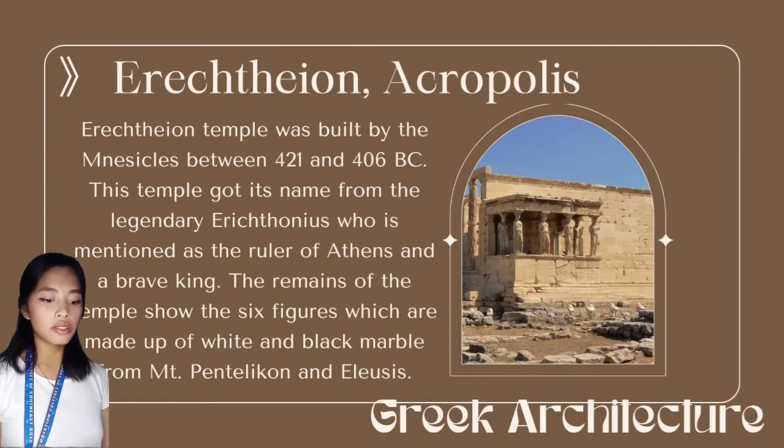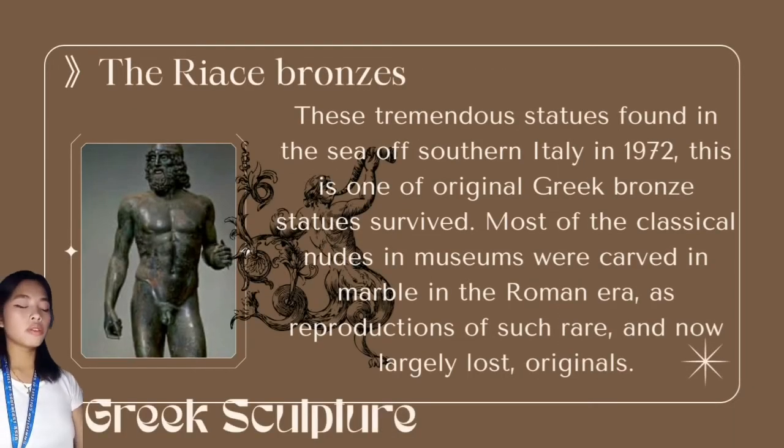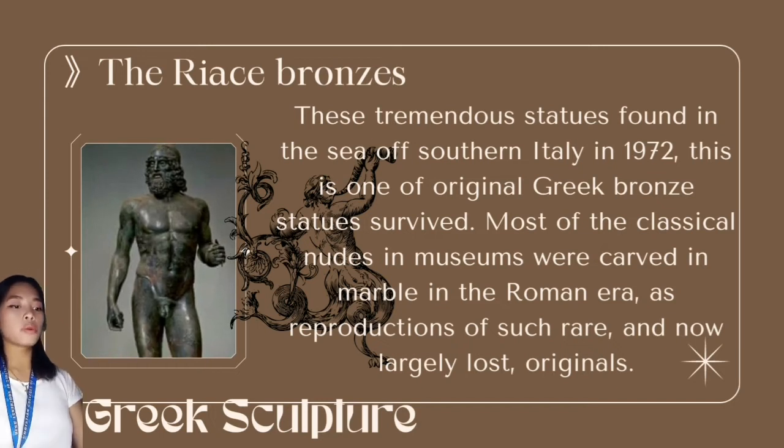This temple got its name from the legendary Erechtheus, who is mentioned as the ruler of Athens and a brave king. The remains of the temple show six figures, which are made of white and black marble from Mount Pentelicon and Eleusis. So the example for the Greek sculpture is the Riace bronzes.